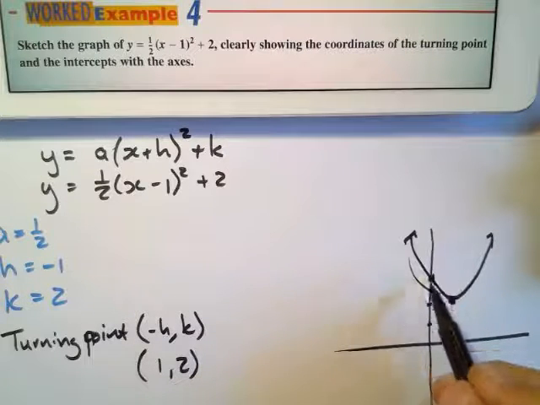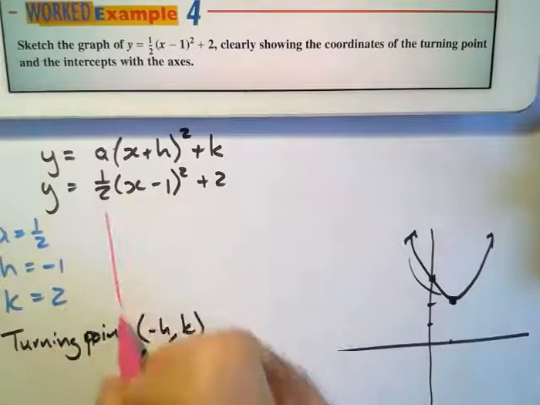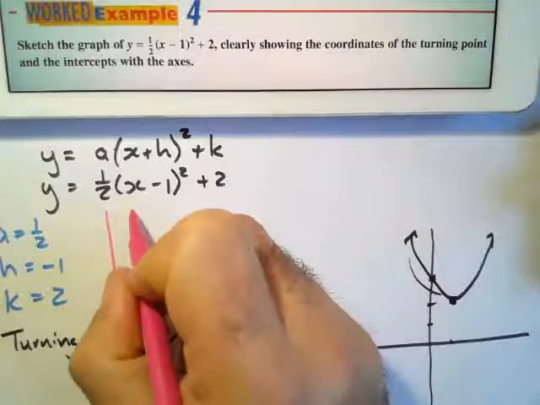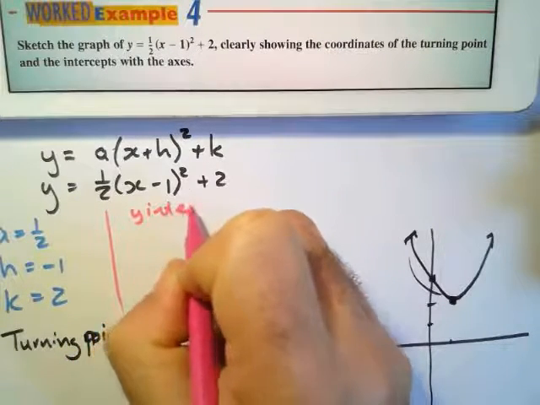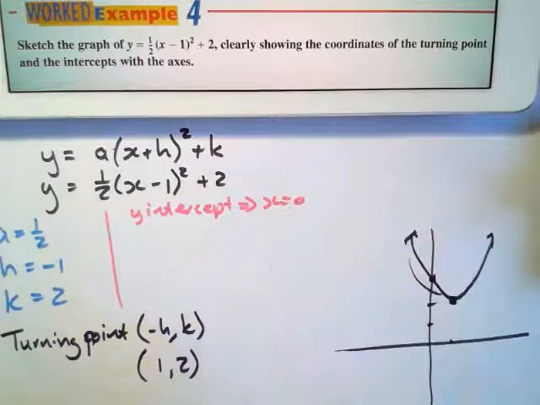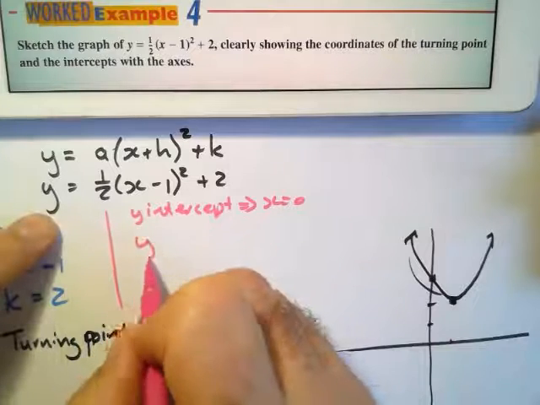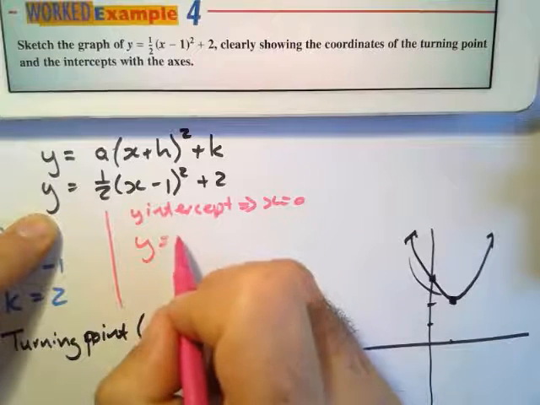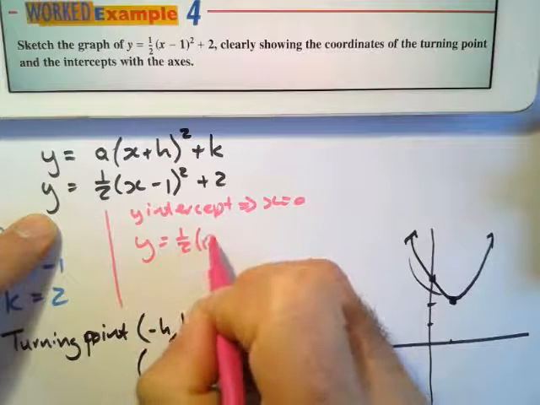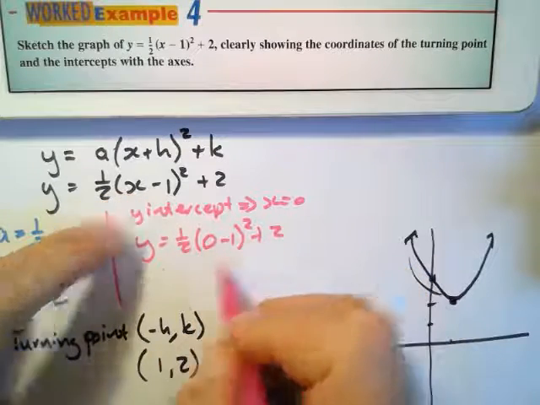What I need to know is what's my y-intercept. To find my y-intercept, remember, y-intercept is where x equals 0. I'm going to have to work over here. So I'm going to say y-intercept is where x equals 0. So if x equals 0, then y equals half times (0 minus 1) squared, so x is 0, plus 2.